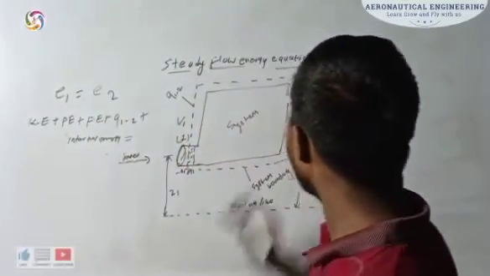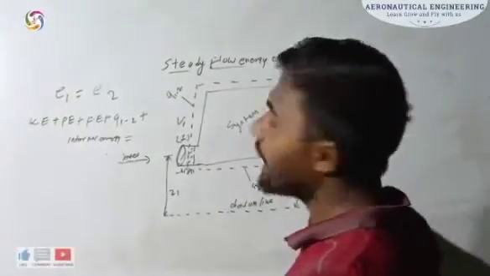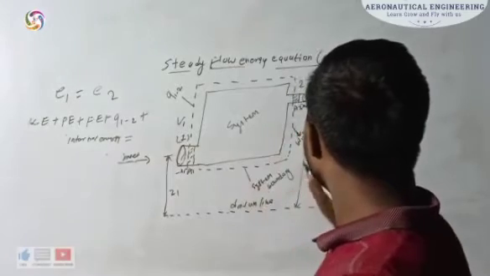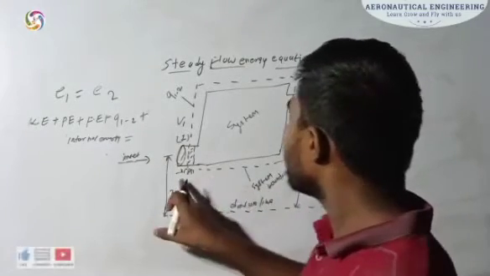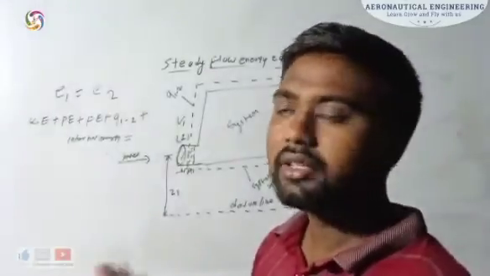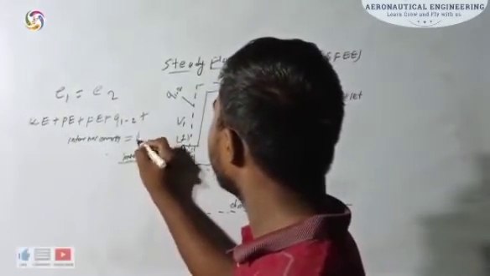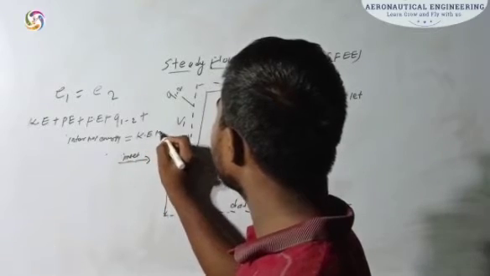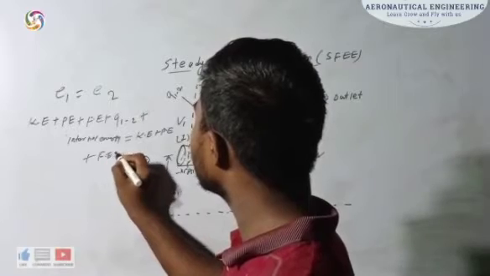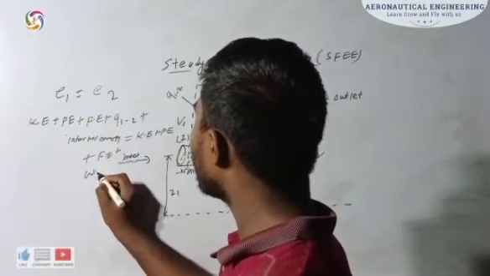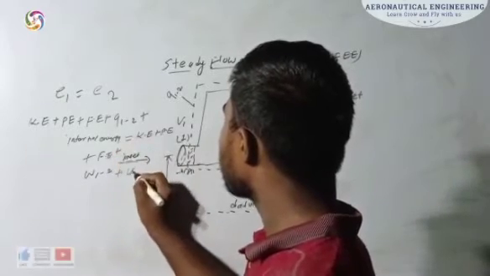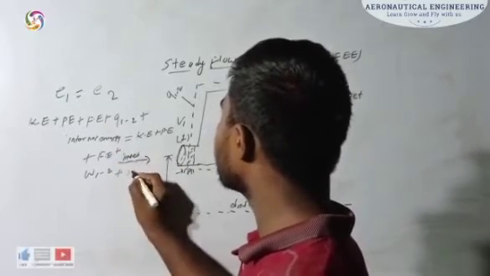In the similar way, at the outlet of the system, there is also kinetic energy, potential energy, flow energy, and there is one more, the work done between the inlet and outlet of the system, and plus internal energy of the system. So for the outlet: kinetic energy plus potential energy plus flow energy plus work done between the inlet and outlet of the system plus internal energy of the outlet.